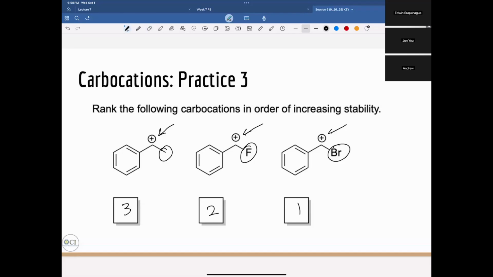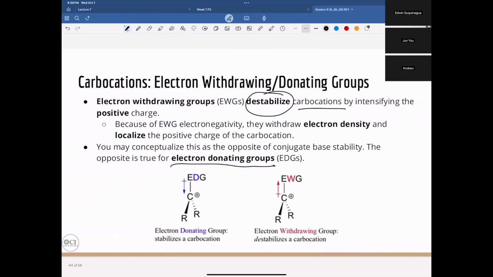Yep. So why is the carbon better than the fluorine? Yeah, so these two groups here are electron withdrawing groups, so that's going to destabilize it. But this carbon atom here is an electron donating group. We established in the previous slide that electron donating groups are going to stabilize the carbocation even more, while electron withdrawing groups are going to destabilize it.